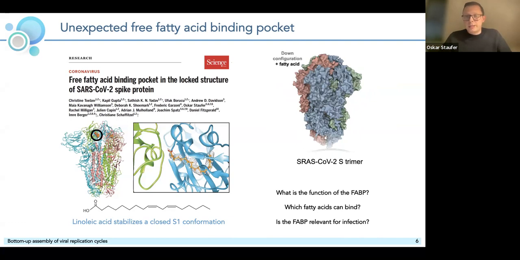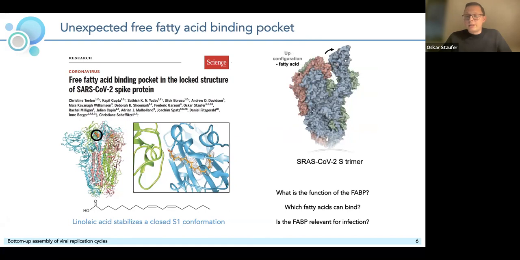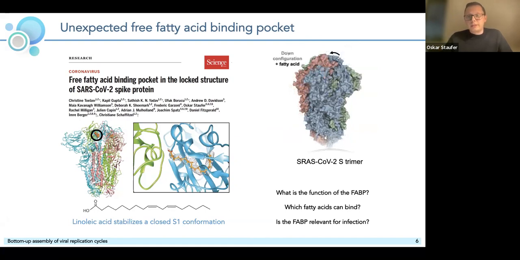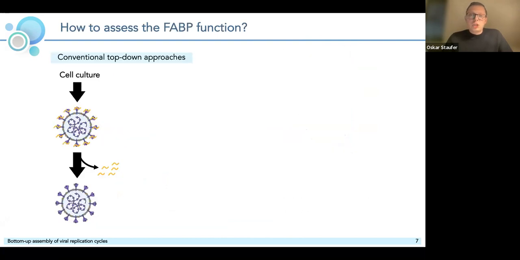There are not too many fatty acid binding pockets in viruses around. It was not clear which kind of fatty acids could bind and why, and if this fatty acid binding pocket would be relevant for an infection. So why did we need to develop and apply a bottom-up approach for this? Well, essentially, conventional top-down approaches did not allow us to dig deeper into these questions and understand the function of the fatty acid binding pocket.